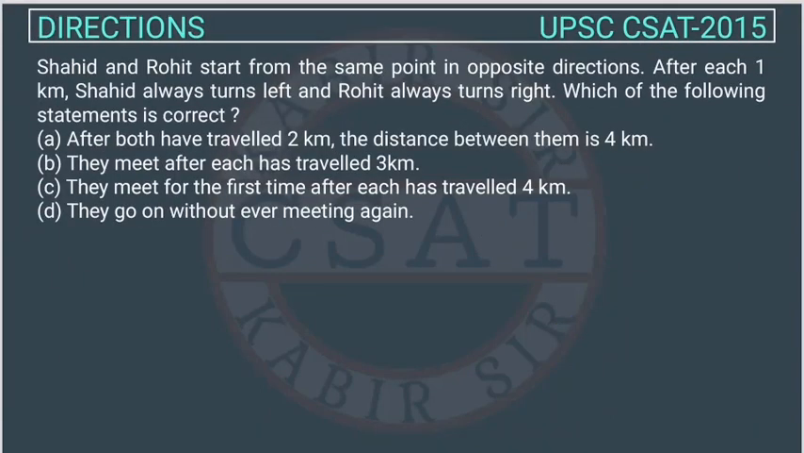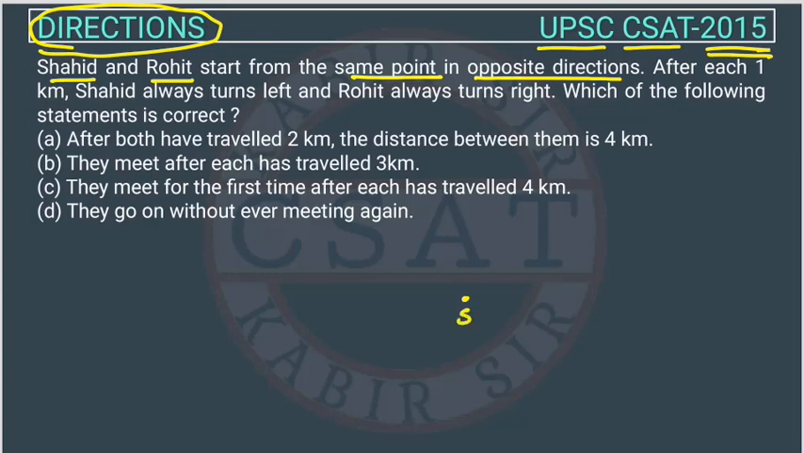So this is a question of reasoning from direction chapter asked by UPSC in their CSAT paper of 2015. Shahid and Rohit start from the same point in opposite direction. Right. So suppose they are starting from here. This is the starting point. And they are moving in opposite directions.